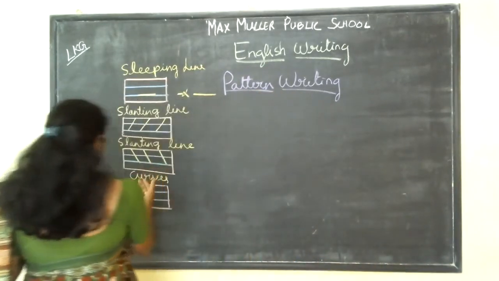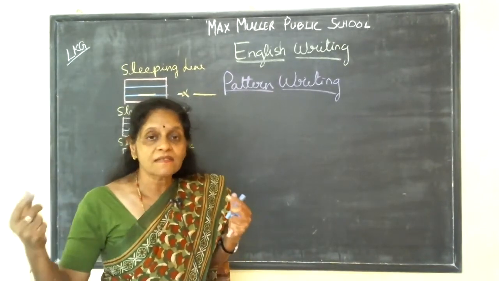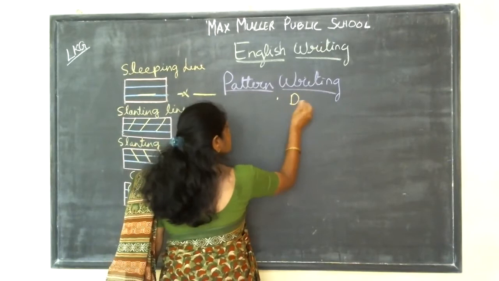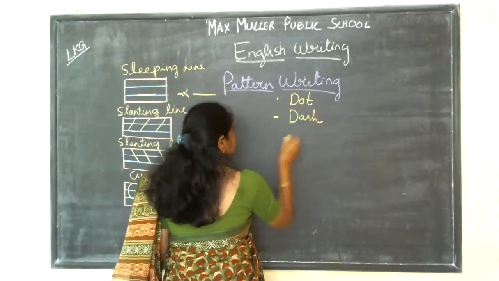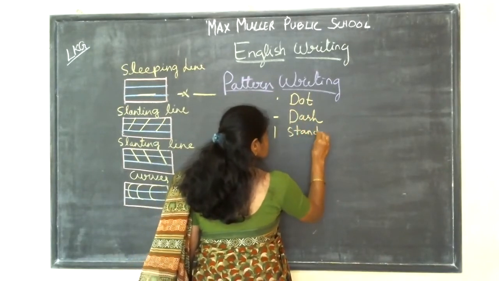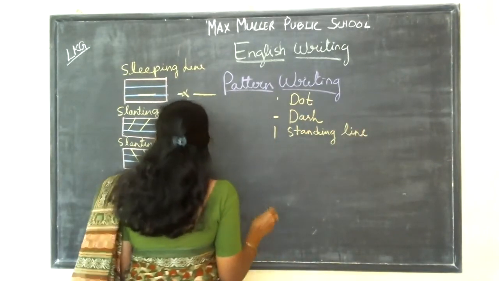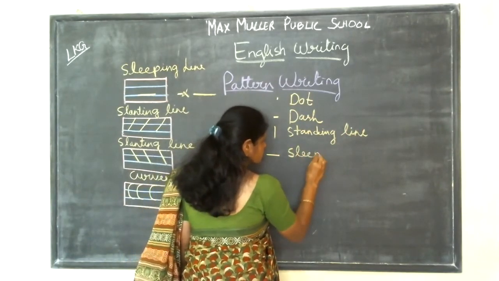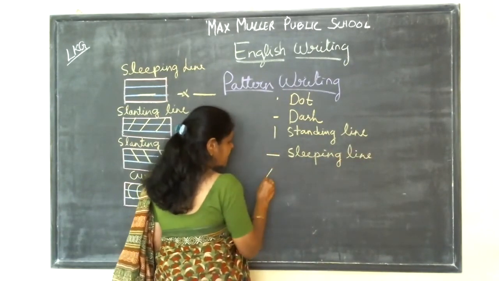So next is curves. So how I told you, for example, I draw a pot and I showed you the pattern writing is curves. So again, we'll repeat. Dot, dash, standing line. Next is again sleeping line. Next is slanting line.